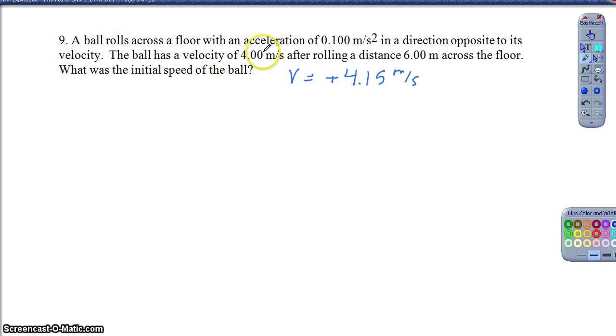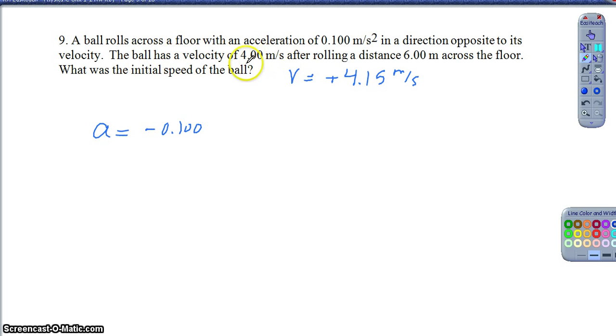It tells us the ball rolls across the floor with an acceleration of 0.100 meters per second squared in the direction opposite to the velocity. So the ball has a velocity of 4.00 meters per second, rolling a distance of 6 meters across the floor. What was the initial speed of the ball? The fact that this is opposite tells me the acceleration is not just 0.100, but negative 0.100, at least as long as I'm defining this velocity as positive.